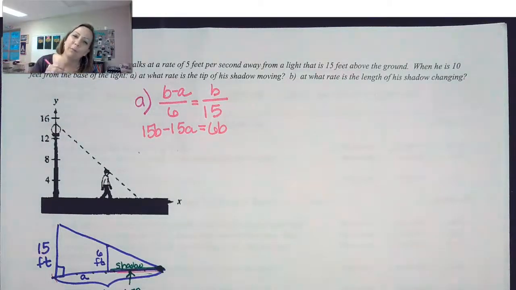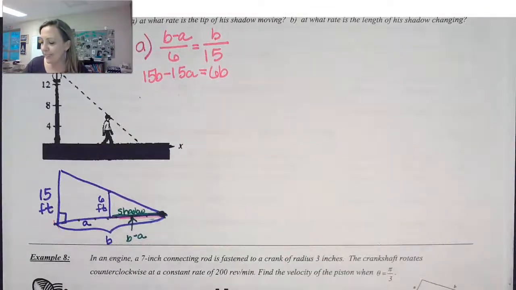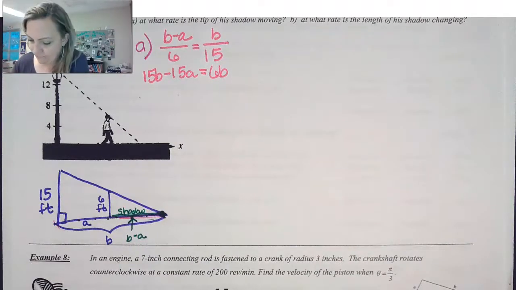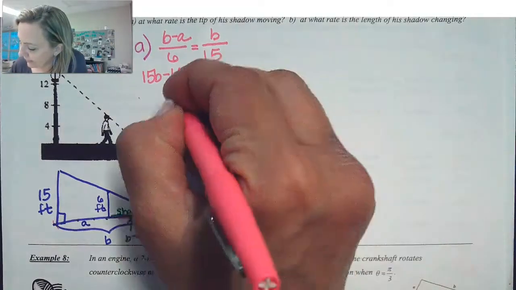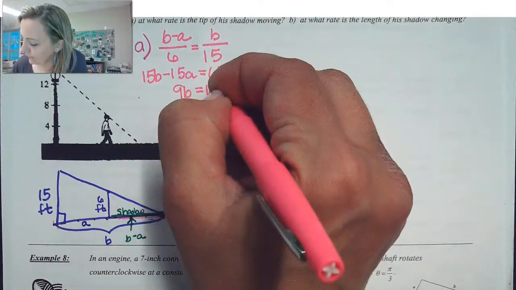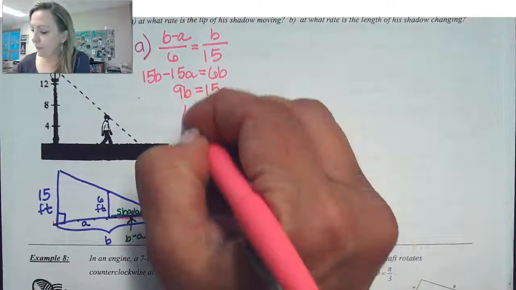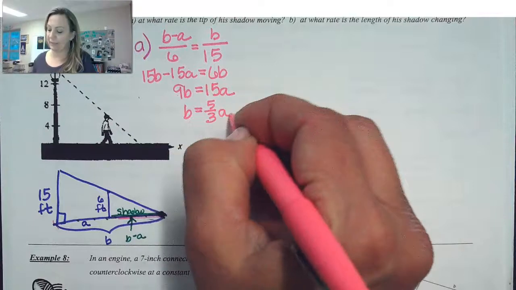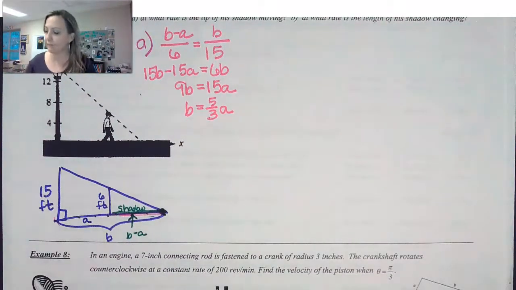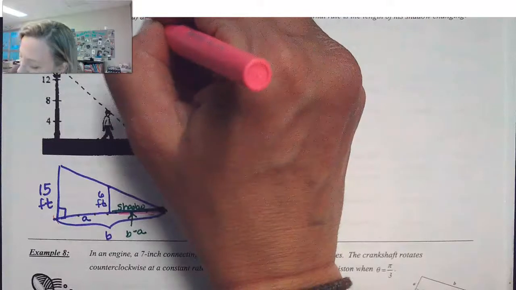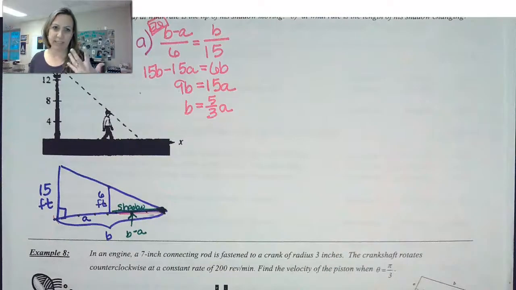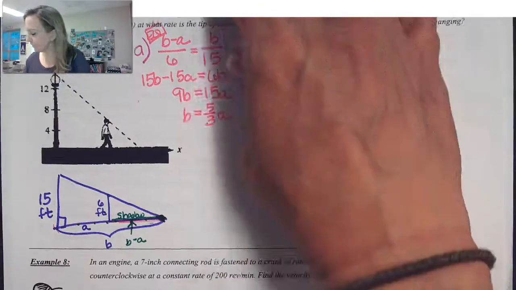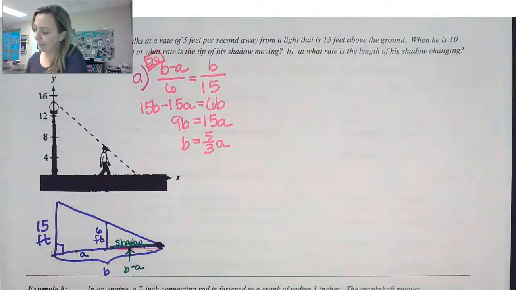Now, would we want to isolate A or B? We said that B was representing where the tip of the shadow was, so let's isolate B. That says 9B is going to be 15A, if I move the 6B over. Then I get B equals 15A over 9, which is 5/3 A. That's my equation from this information, just from the idea of similar triangles. So now I want the given rate.